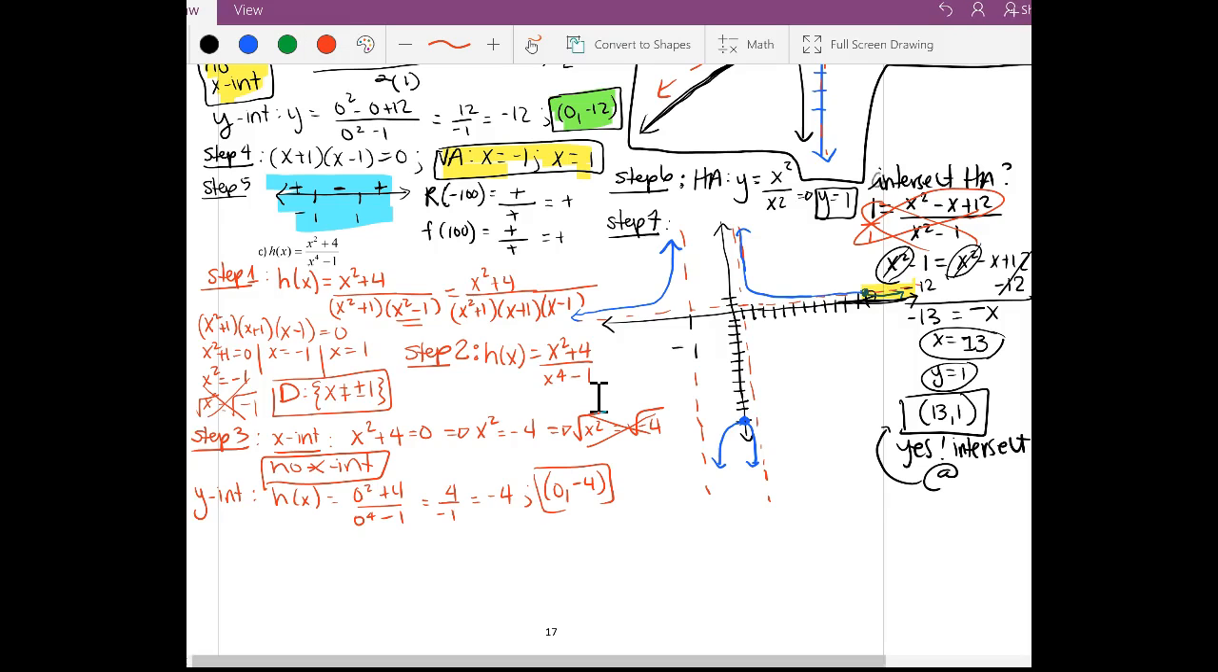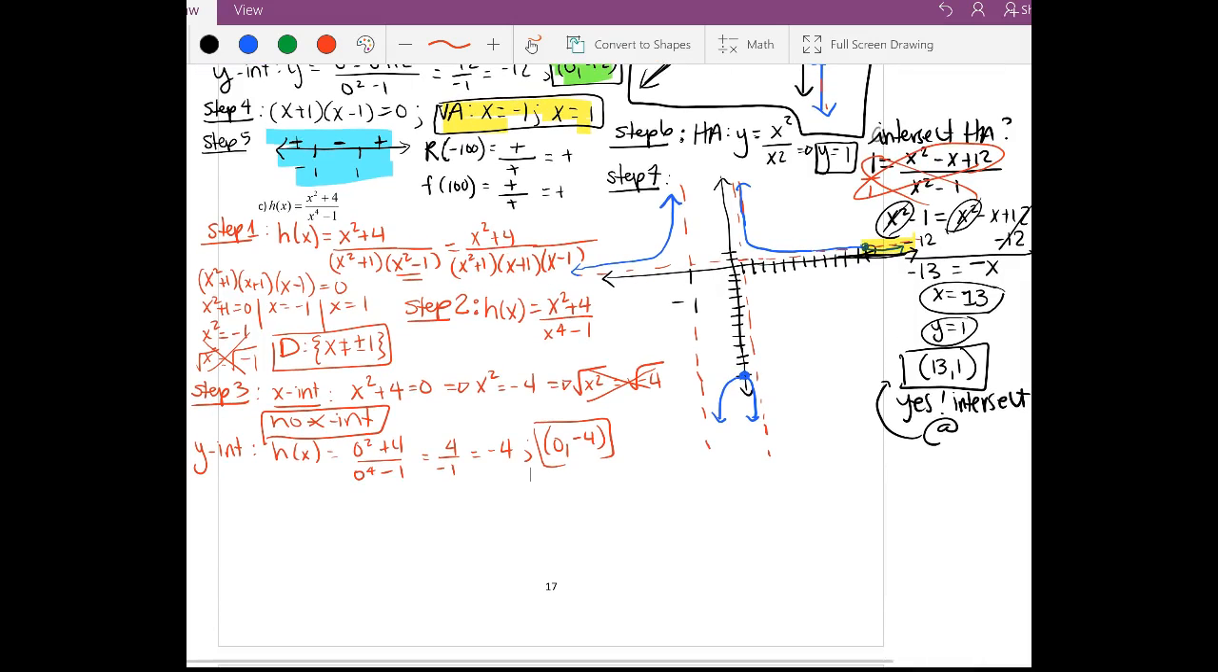Step number 4, locate your VAs. So let's see if we can do that. Locating your VAs is related to your domain. So I'm just going to take whatever the domain that you excluded. Those are your VAs. So the VAs are at x equals negative 1 and x equals positive 1. Okay. Step 5, draw a number line using the x-intercepts and your VAs.